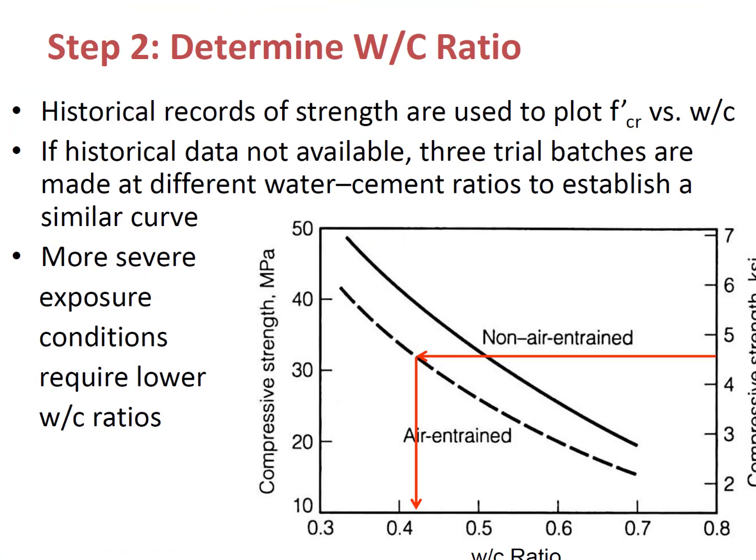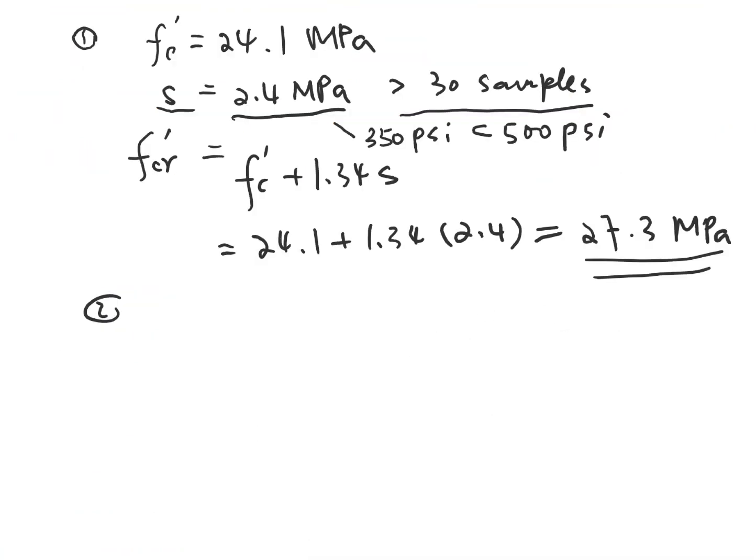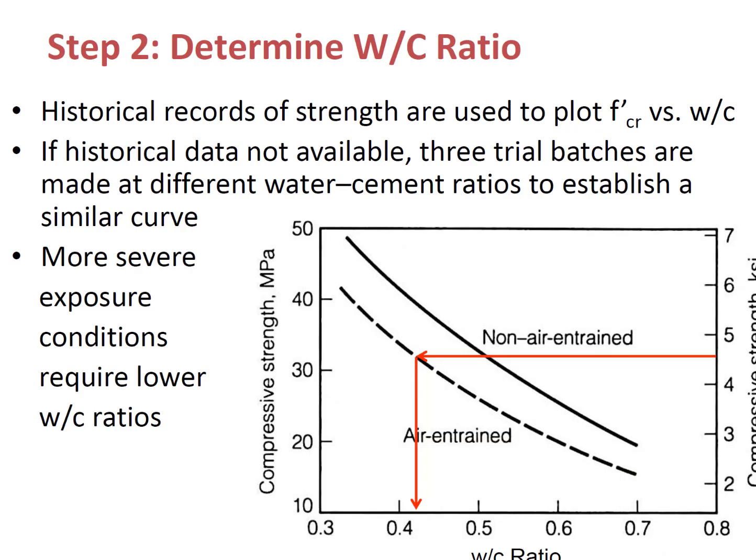So in this problem, the required compressive strength is 27.3 MPa. So we can check the water to cement ratio based on these two curves. Because it's air-entrained, we'll determine the water to cement ratio based on this curve. So it's 27.3 MPa, somewhere here, close to 30 but below 30. So we can draw a horizontal line.